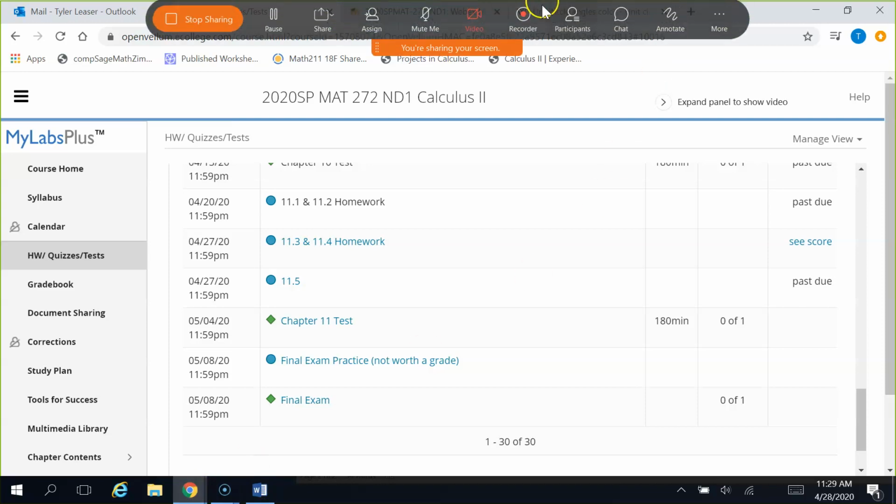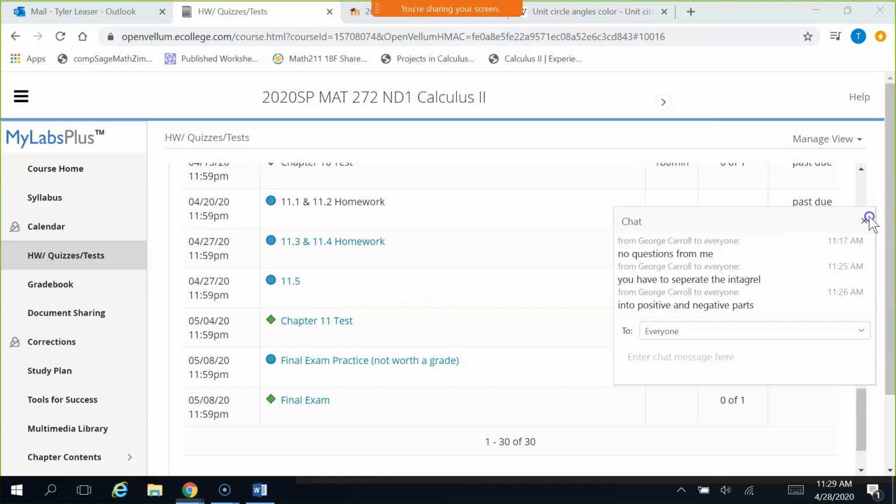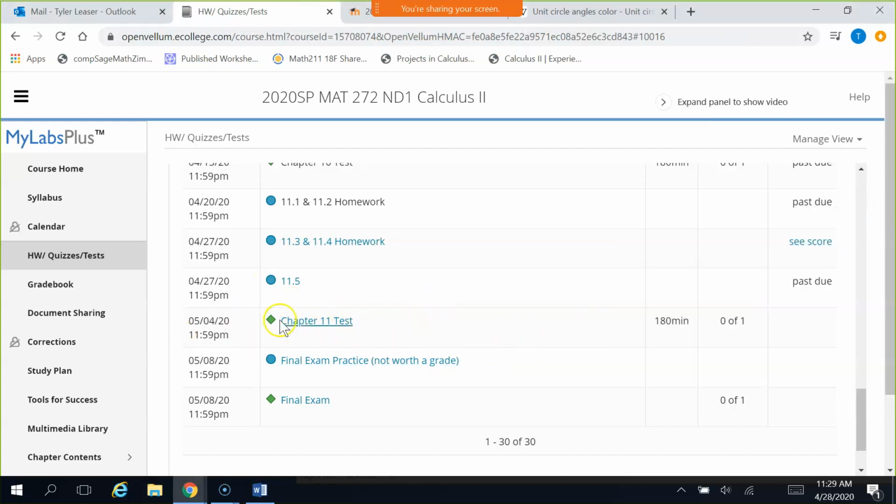But is there anything else? Is there any other questions you guys have before the Chapter 11 test next week? I do encourage you guys that when you do finish the test, to make sure you put your scratch paper up on Moodle. It does help out a lot for partial credit.